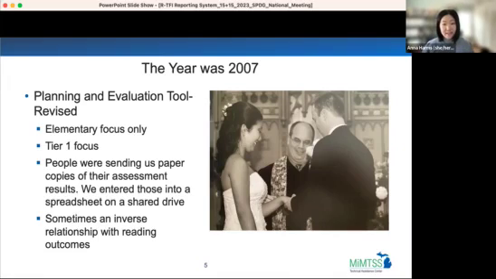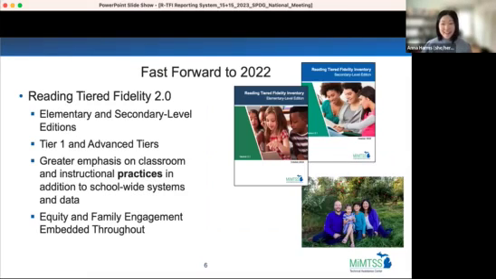So between 2007 and 2022, a lot of things happened. If you want to know the details of all of that, we can chat some other time, but I'm just going to fast forward to where we got to in the spring of 2022. We actually released the Reading Tiered Fidelity Inventory 2.0. So this was the second version of the RTFI.